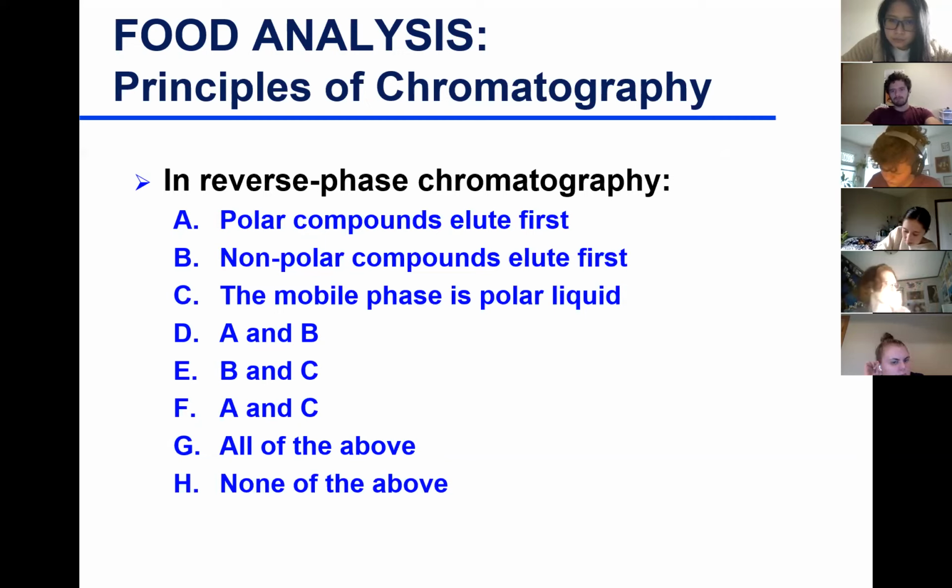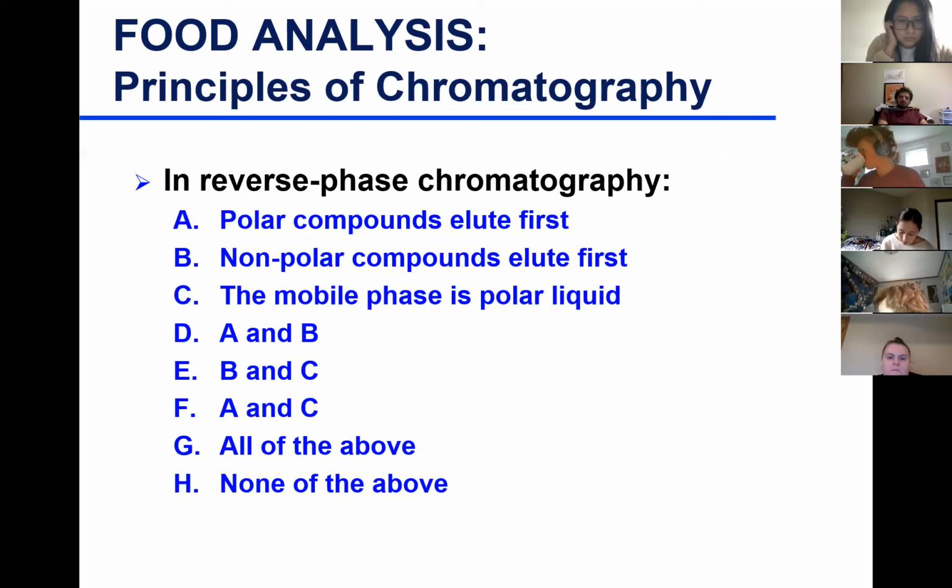Okay, so in this case, it's A and C that is correct. So A and C, that is F. So polar compounds elute first because they... yes, Dan? Yes. So Dan is asking in what kind of situation we use reverse phase versus normal phase, and we will be giving plenty of applications later on.